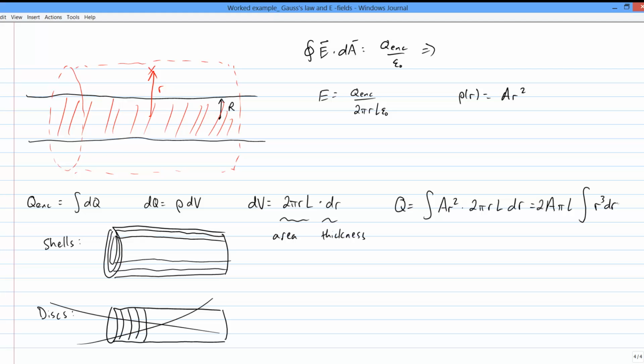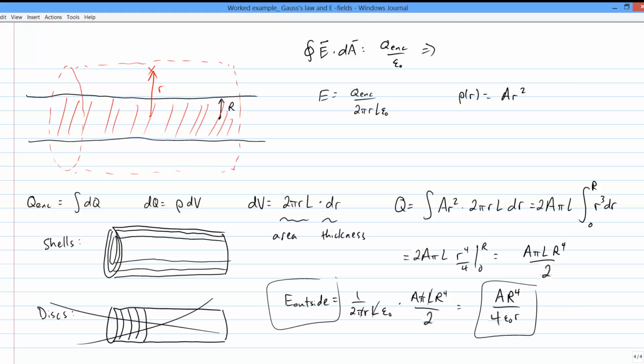Now we figure out the bounds of the integral. The charge distribution begins at r equals 0 and ends at r equals capital R. So we put that in and execute. Plug in that q enclosed and we can solve for the total E field. The L's canceled, as they should since they were arbitrary, and we get a big R to the 4th over 4 epsilon naught little r. So that's the E field at any point outside the cylinder.